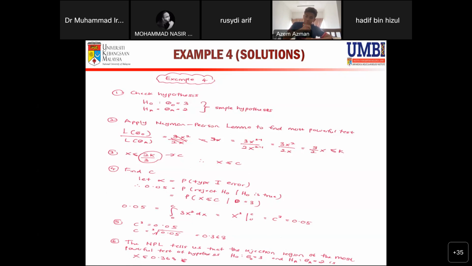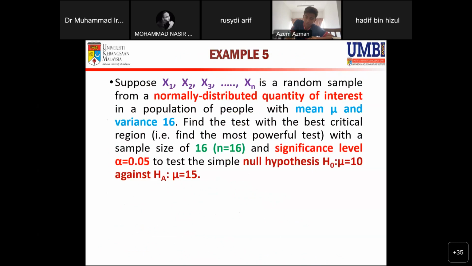I mean, it optimizes the power of the test, 1 minus beta, or reduces the type 2 error to the minimum. Okay. So that's how you perform what we call the solutions for this kind of example. So I will show you another example before we proceed to the exam questions.